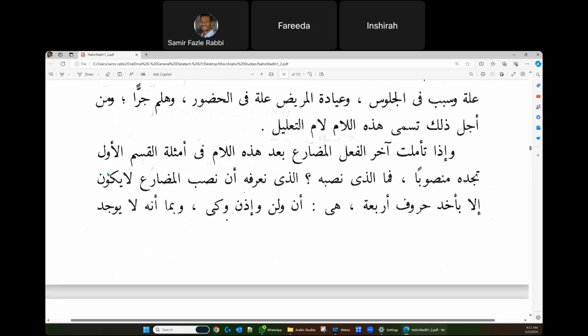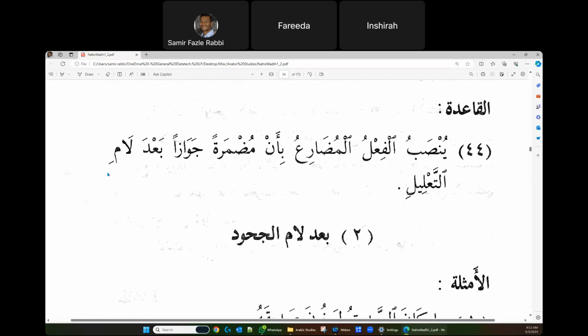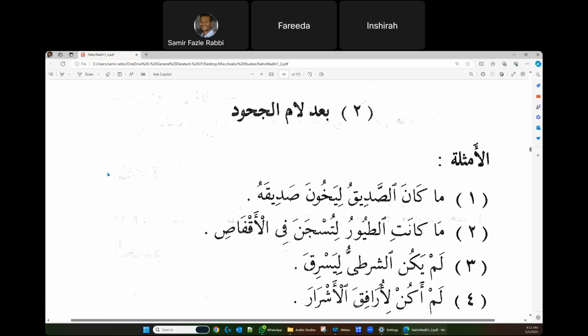And the one we just did, right? And so let's just look at them again. So here's the Ba'd Lam al-Juhud. For here, what's happening, it's not that meaning. The meaning is, for example, like here, ما كانت الطيور, the birds were not, لتسكن في الأقفاص. So here, there's a hidden N also. According to the grammarians, there's a hidden N here.